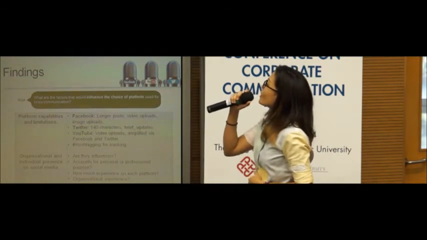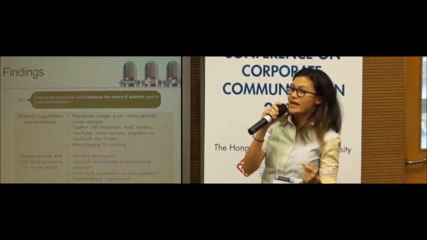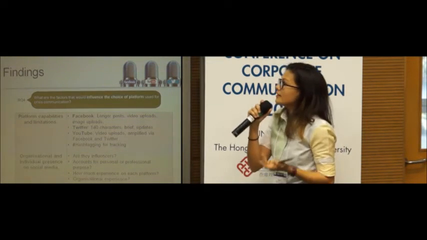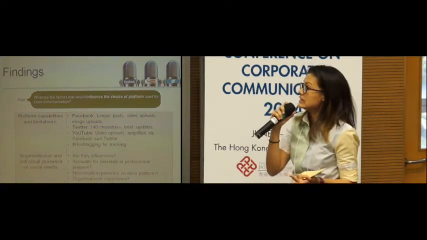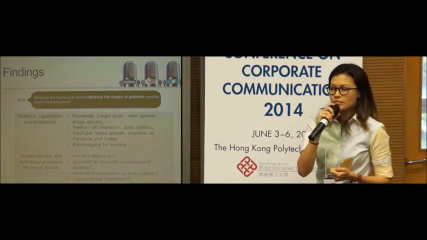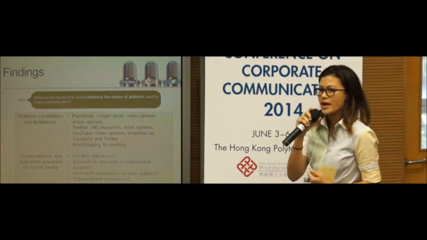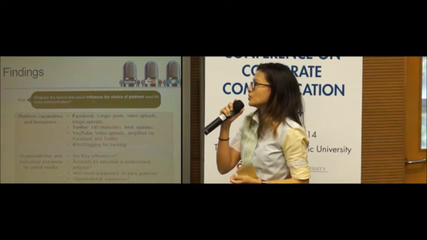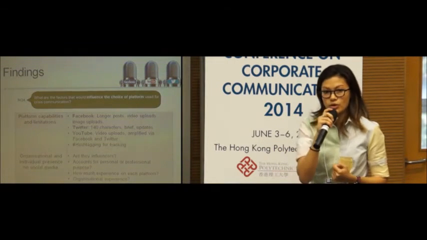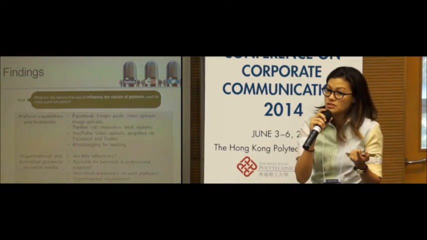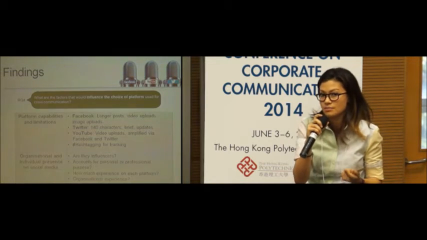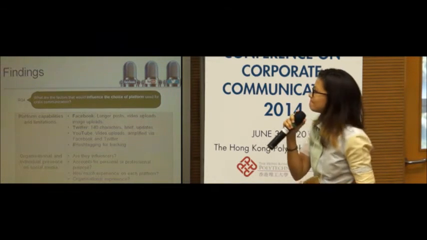For RQ4, what are the factors that would influence the choice of platform used for crisis communications? There are two factors. One is to know your platform capabilities and limitations. All of that is out there, and of course we all know the prominence of hashtagging and being able to track what is being said. And of course the organizational and individual presence on social media. Yes, your organization is online, but your CEO needs to speak up. Does he have an account already? Is he influential enough to say something with his own account?